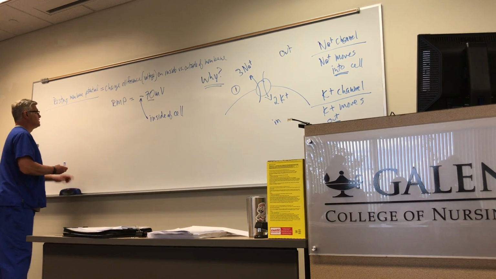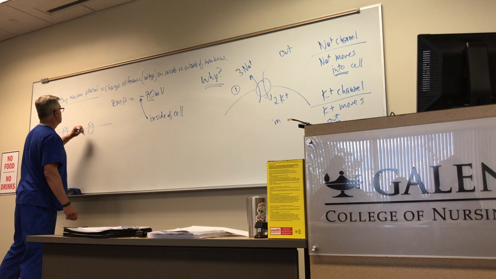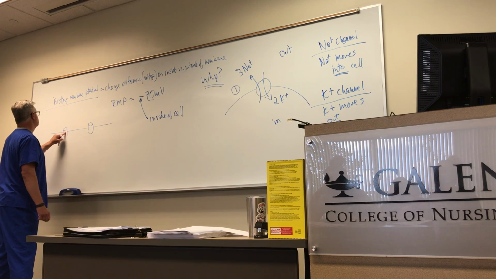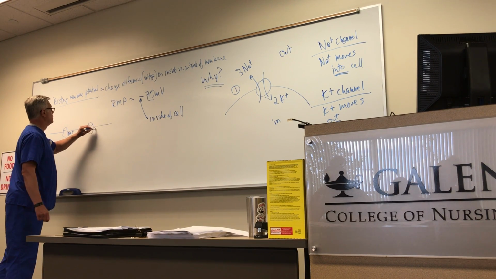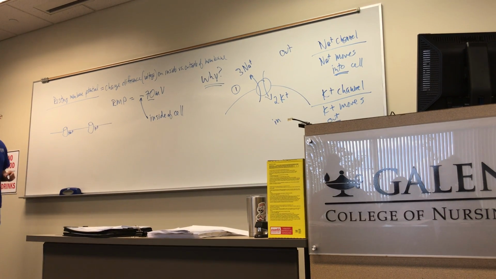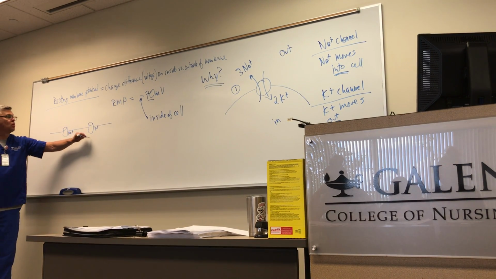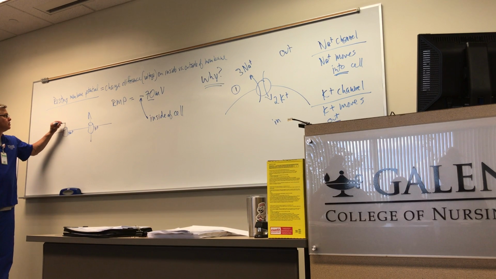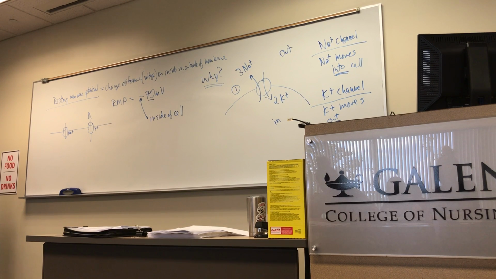So here's my cell. Okay. I've got these little channels in here, and these channels are always specific for an ion. So I've got a sodium one here, and I've got a potassium one here. I want to have a net movement of positive things out of the cell. So that means more potassium moves out than sodium moves in. Okay? So the cell is more leaky to potassium. That's the second thing that causes this negative.